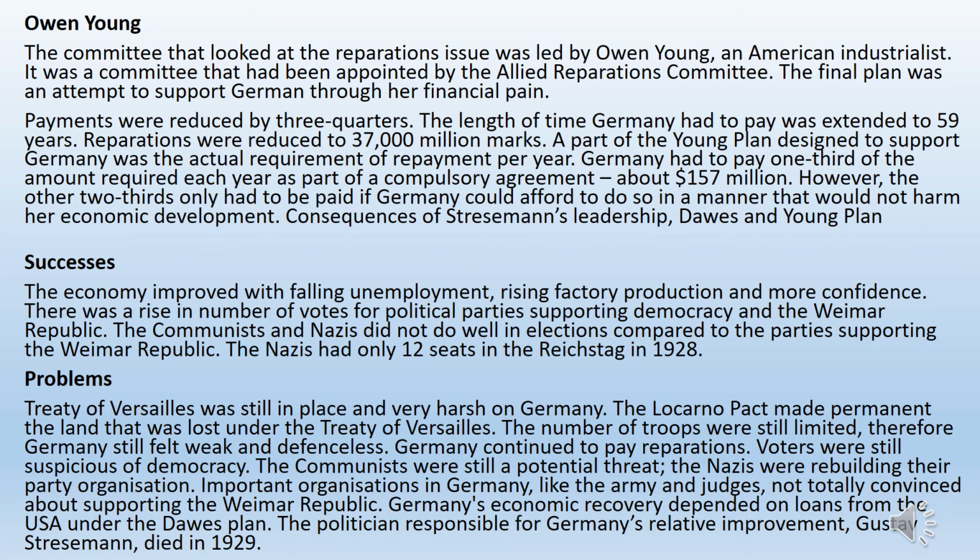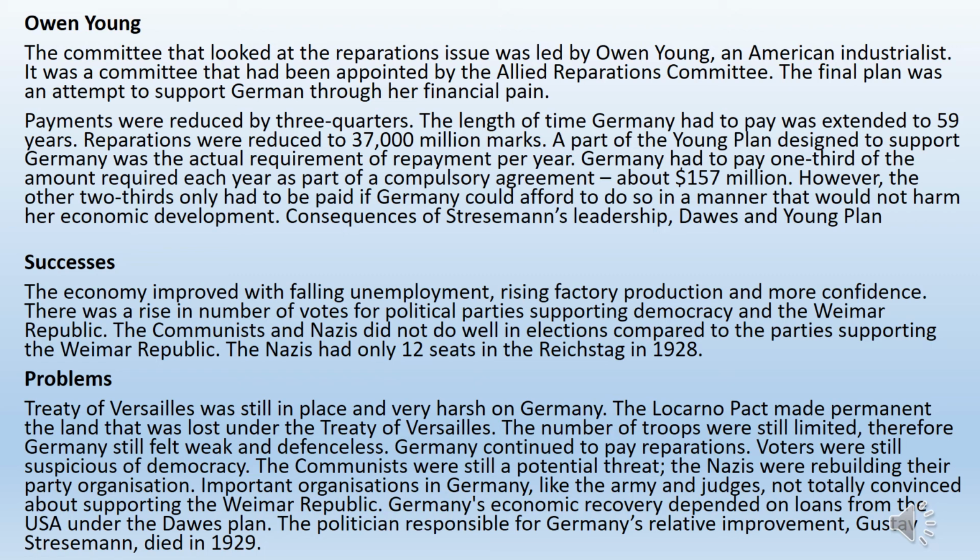The Communists and Nazis did not do well in elections compared to the parties supporting the Weimar Republic. The Nazis had only 12 seats in the Reichstag in 1928. Problems: the Treaty of Versailles was still in place and very harsh on Germany. The Locarno Pact made permanent the land that was lost under the Treaty of Versailles. The number of troops were still limited, therefore Germany still felt weak and defenseless.